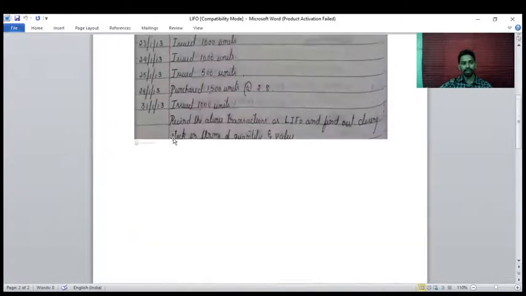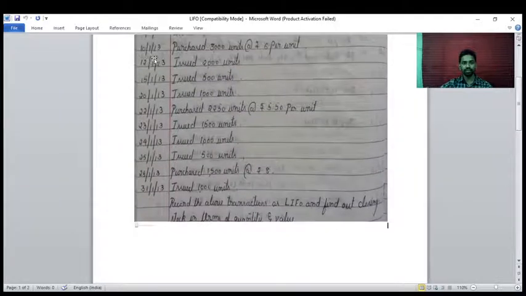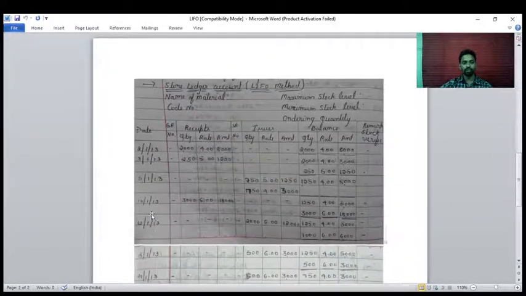Now see the next date: on 10th January 2013, purchased 3000 units at the rate of rupees 6 per unit. This is the receipt: 3000 units at the rate of 6, and the total amount is 18,000. Again we have to maintain the record on this date. The earlier stock, 1250 units at the rate of 4, amount 5,000, as it is, and also 3000 units at the rate of 6, the total amount 18,000. Now it is finished.